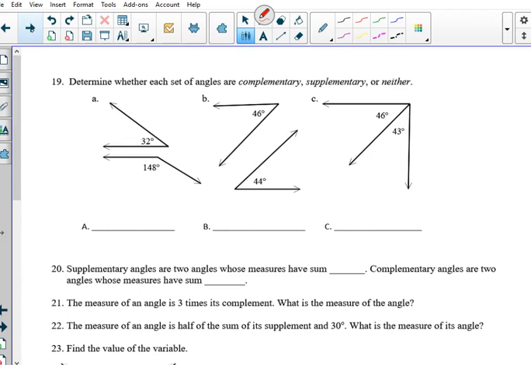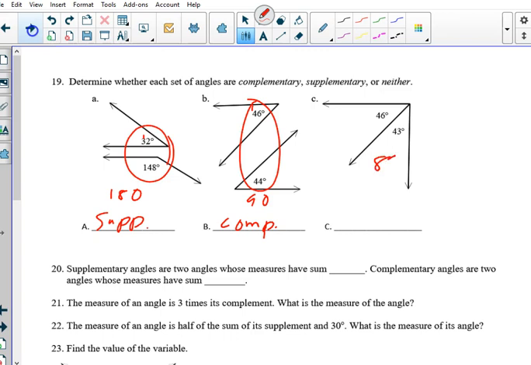Okay, 19. Determine whether they are complementary, supplementary, or neither. Well, number 19, 148 plus 32. 8 plus 2 is 10. 4, 5, 6, 7, 8. 180 degrees. Supplementary. 46 and 44. 6 plus 4 is 10. 4, 8, 9. Complementary. 46 and 43. Well, we just proved that 46 and 44 make 90. This makes 89, so neither.